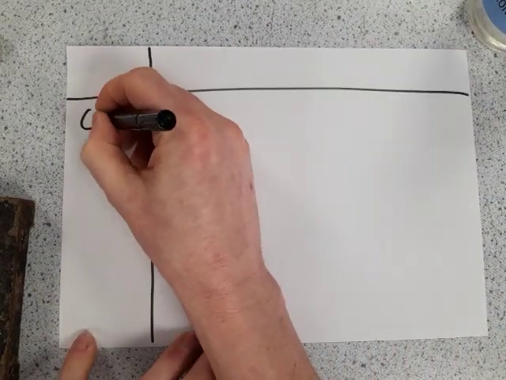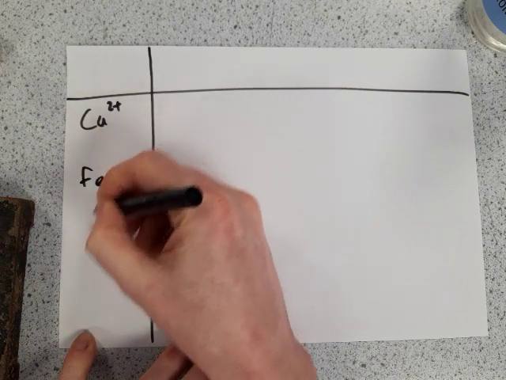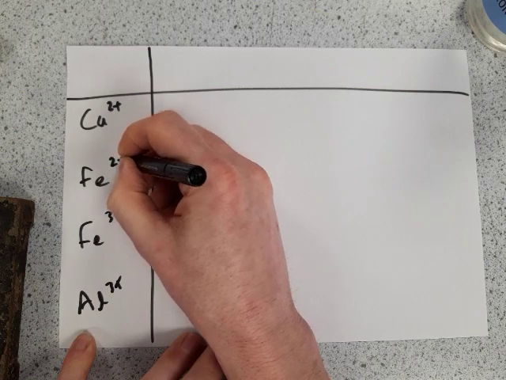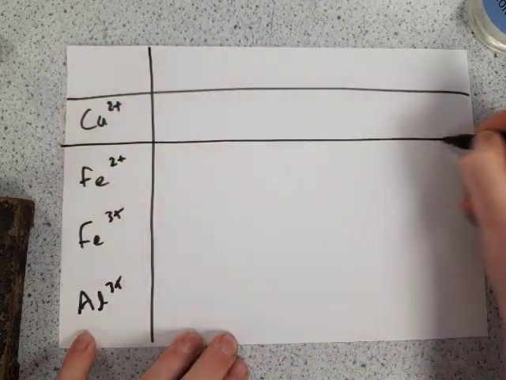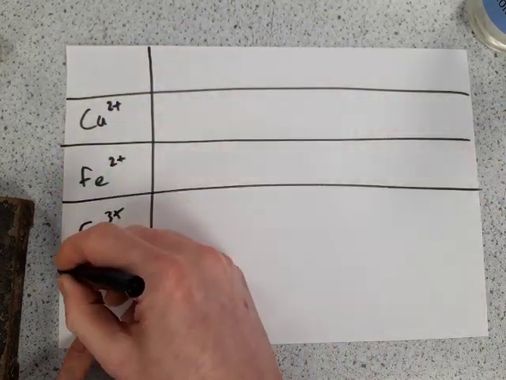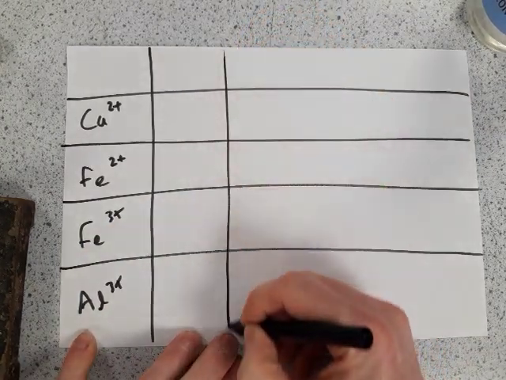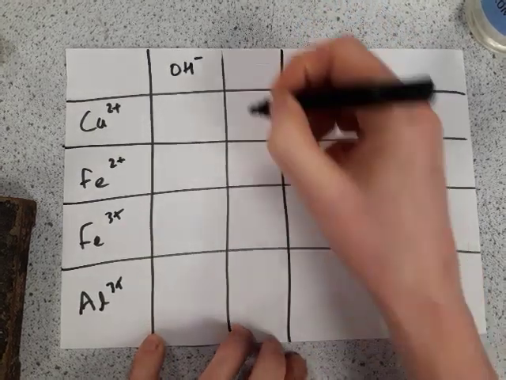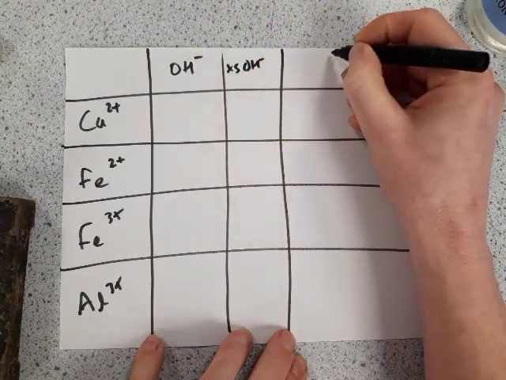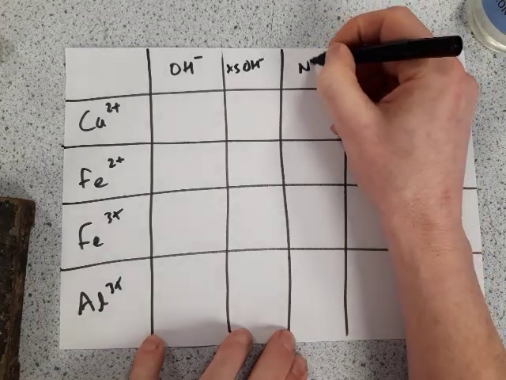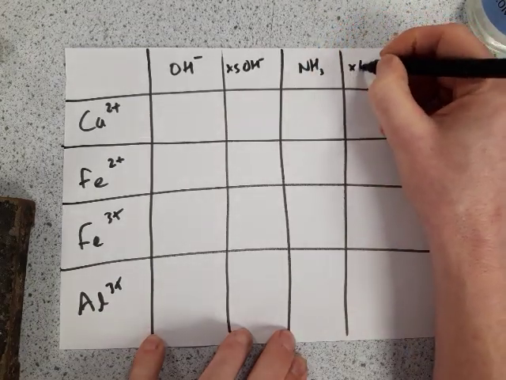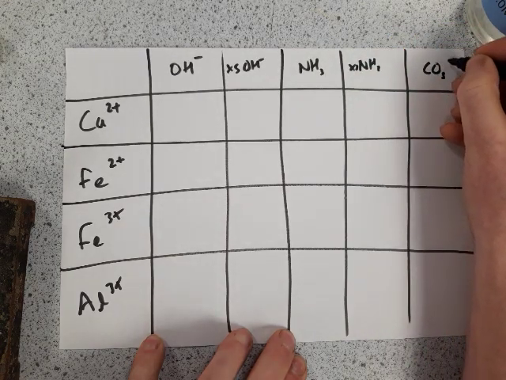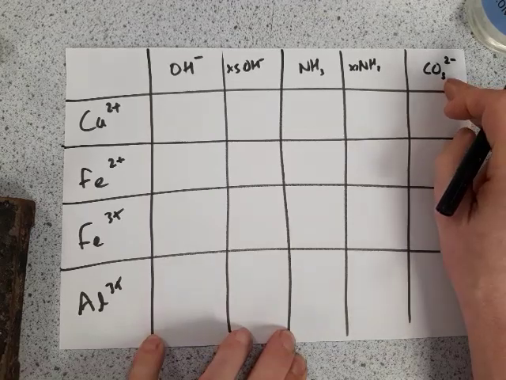Here's a little revision grid. Copper Cu2+, Fe, Al, 3+, 3+, 2+, 2+. You draw a grid. And we said, what happens when you react with OH minus? What happens when you react with excess OH minus? What happens when you react with ammonia? What happens when you react with excess ammonia? And then finally, what happens when you react with the weakest base of these 3, carbonate?